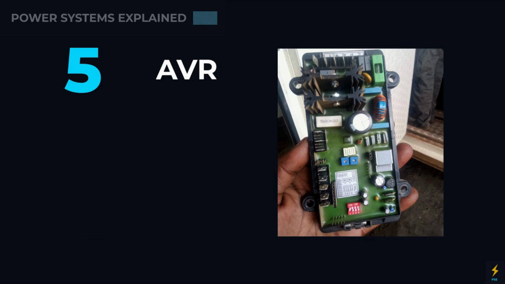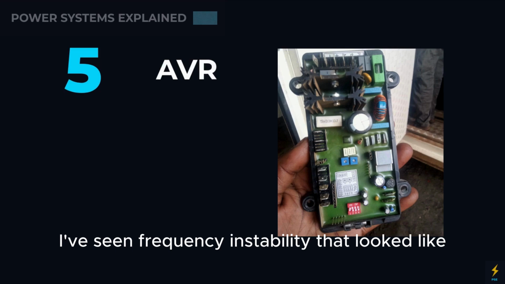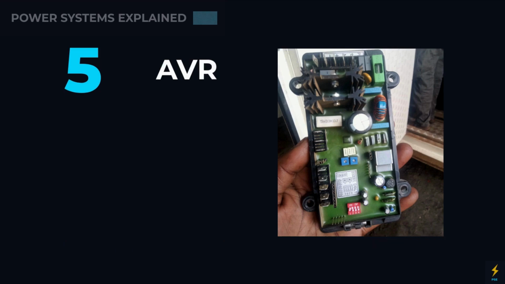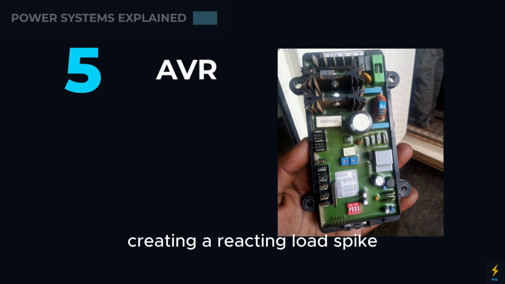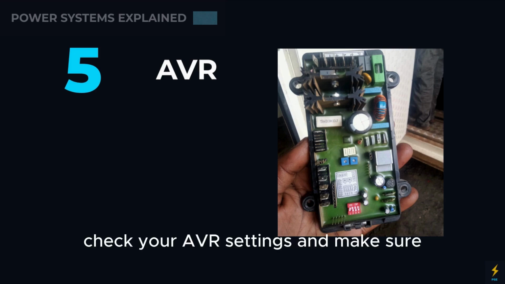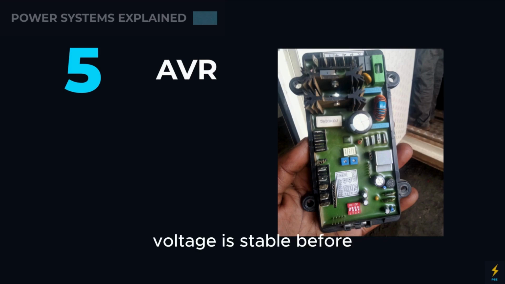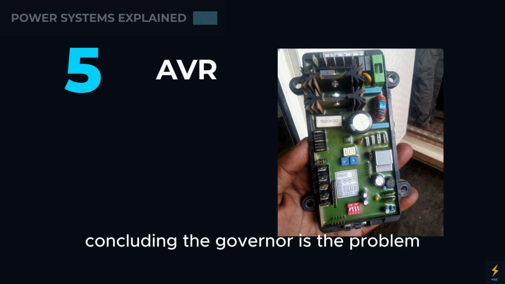I've seen frequency instability that looked like a governor problem and turned out to be an AVR that was overcompensating on voltage, creating a reactive load spike the engine couldn't handle. Check your AVR settings and make sure voltage is stable before concluding the governor is the problem.